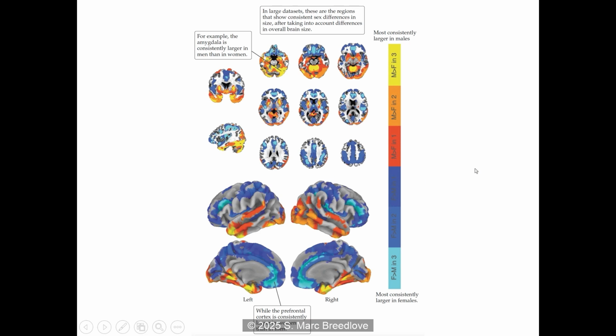And as you read the literature, you can find people talking about the various parts of the brain where these sex differences are found and stating that they explain sex differences in behavior. And I'm totally skeptical about any of that.